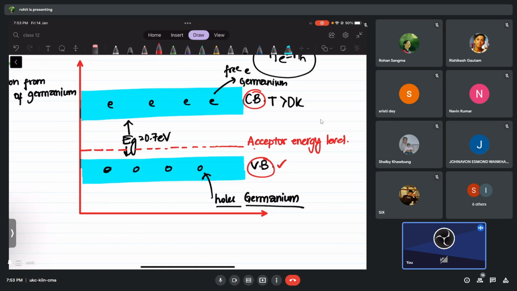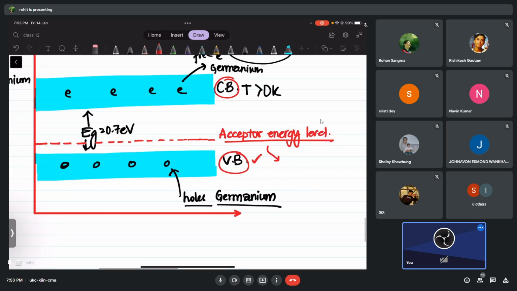And this acceptor energy level contains what, guys? Or who belongs to this energy level? Holes from where? From gallium. Very good. Did you understand this concept, guys? Who has this much energy, just above the valence band of germanium? It is the holes which are coming from gallium. And this gap is again about 0.1 electron volt. Very small gap.